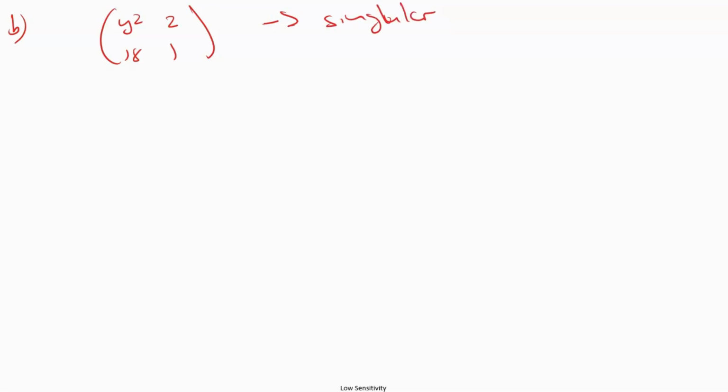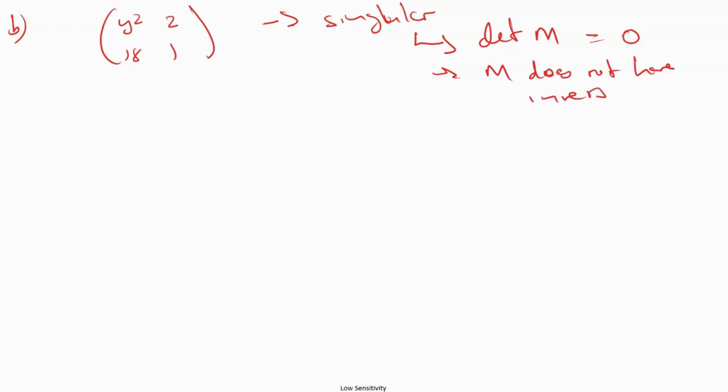What does it mean to be singular? For a matrix to be singular, it means the determinant of that matrix M is equal to 0. And that just means that matrix M doesn't have an inverse. So we do know that this matrix doesn't have an inverse. As you see here, everything in red is just to illustrate and solve the question from a higher level instead of just being interested in this question alone.